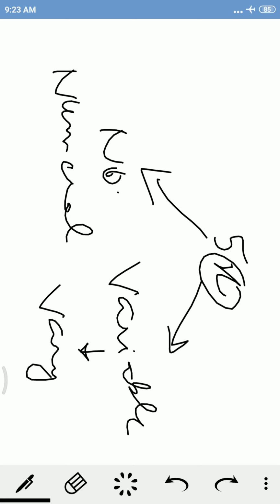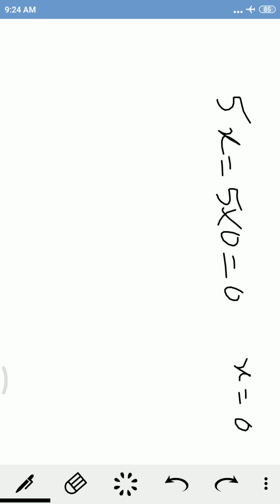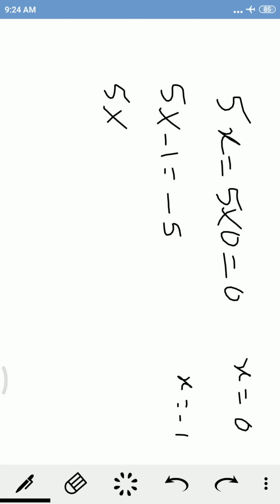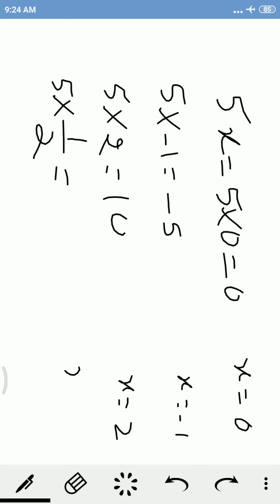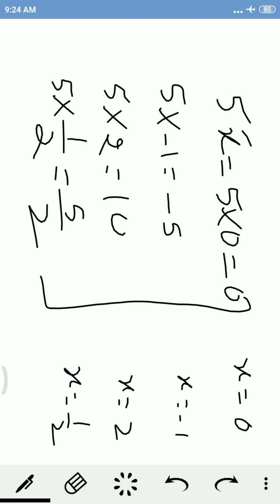Okay, x can take any value here. Suppose you take the value of x as 0, so 5 into 0 will become 0. If you take the value of x as minus 1, it will become minus 5. If you take the value as 2, it will become 10. If you take the value of x as 1 by 2, then it will become 5 upon 2. So you can see that according to the value of x, the final value of the algebraic expression is changing. That's why it is known as a variable.